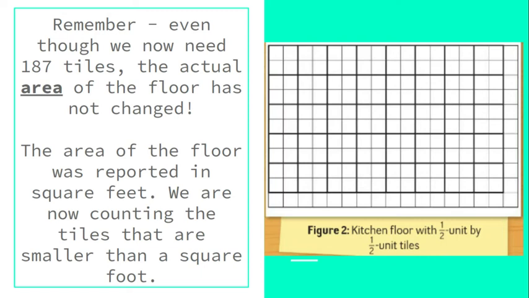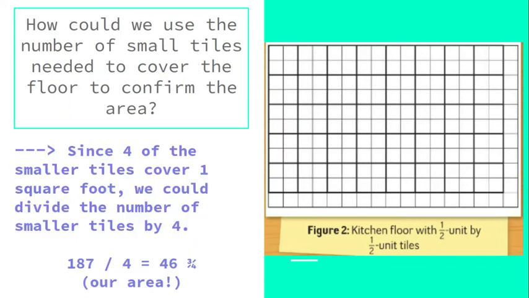Remember, even though we now need 187 tiles, the actual area of the floor has not changed. Our area is still 46 and 3/4 square feet, but I'm not using square foot tiles, so I need more tiles because my tiles are smaller. The area of the floor was reported in square feet. We are now counting the tiles that are smaller than a square foot.